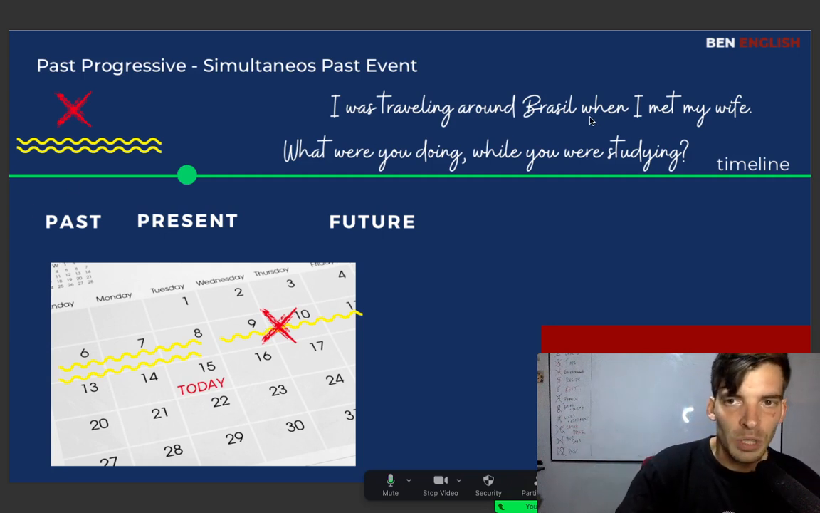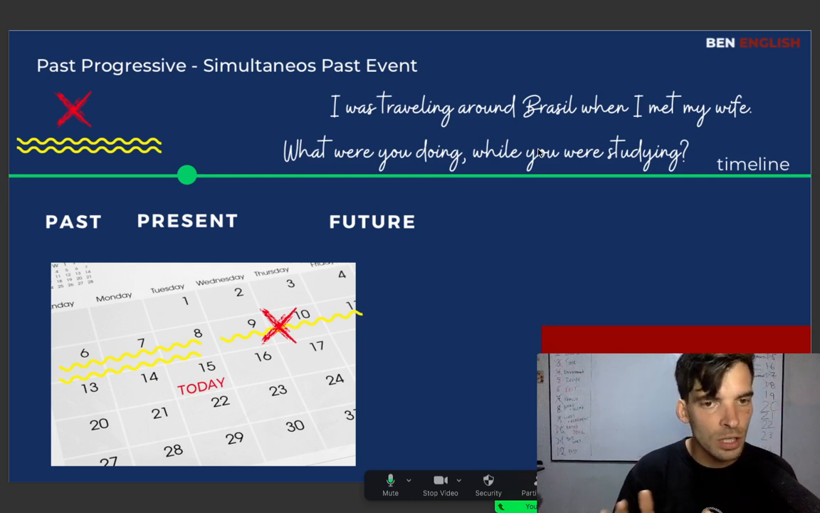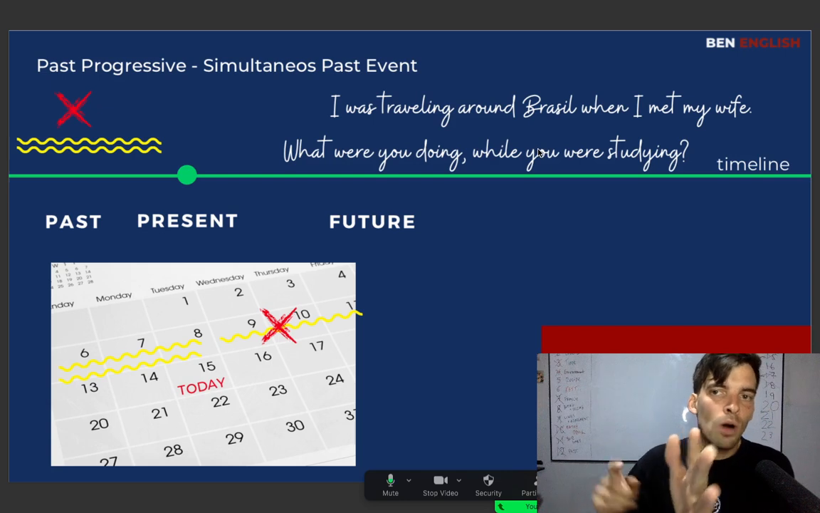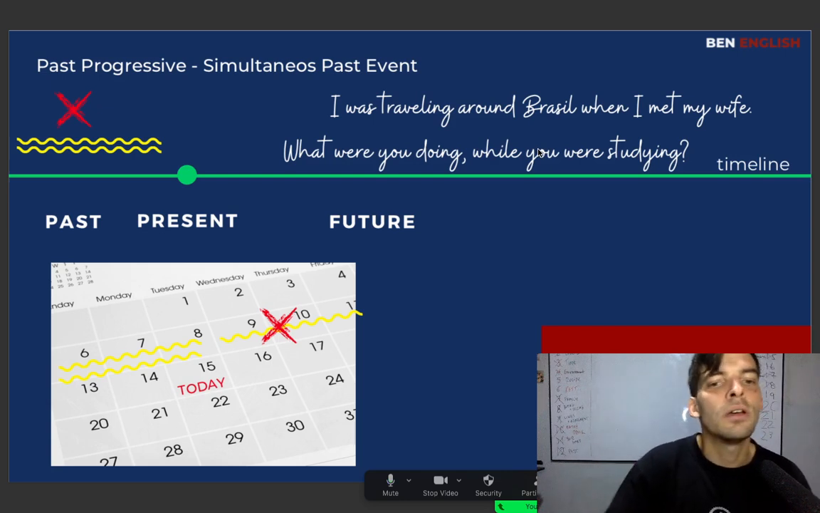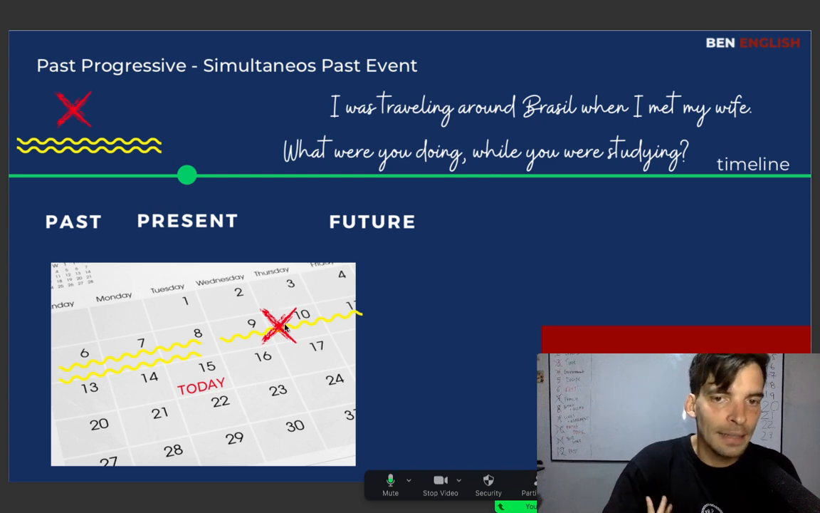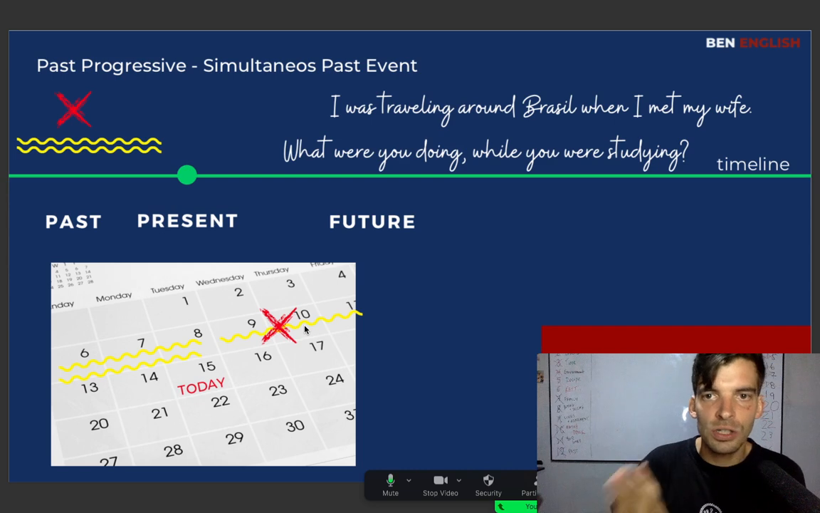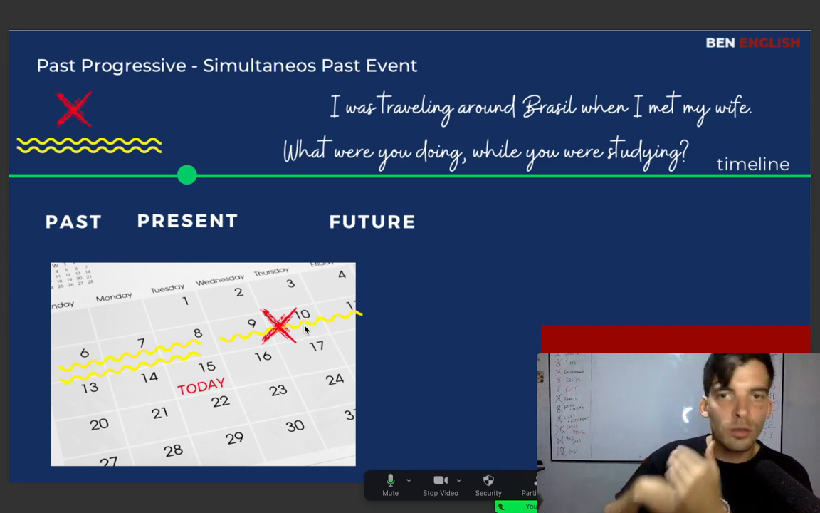Here you use when for the past simple and while for the past progressive and the past progressive. So these are two things happening at the same time. Or one thing was happening while, boom, another event happened. And obviously, that event, like traveling, didn't stop when I met my wife. No, I continued to travel.